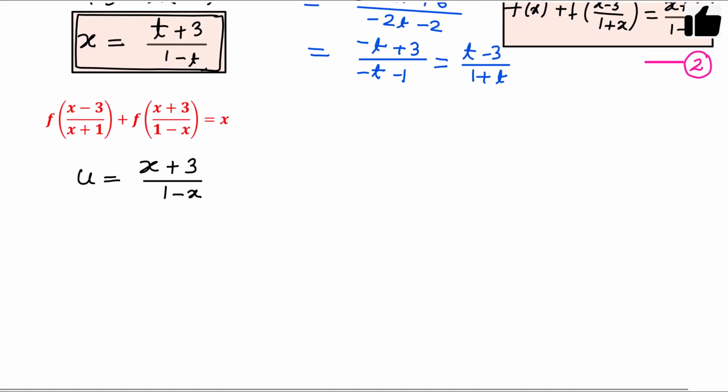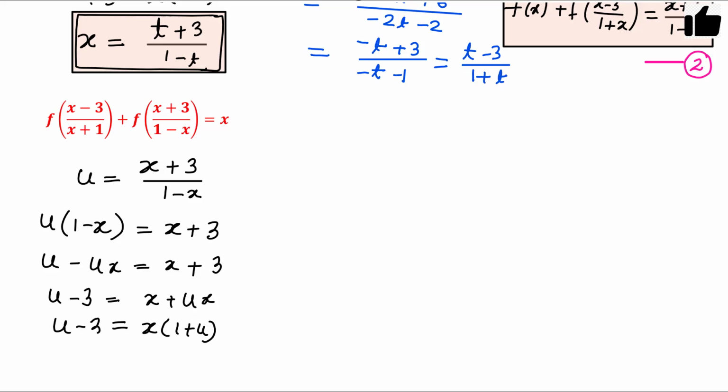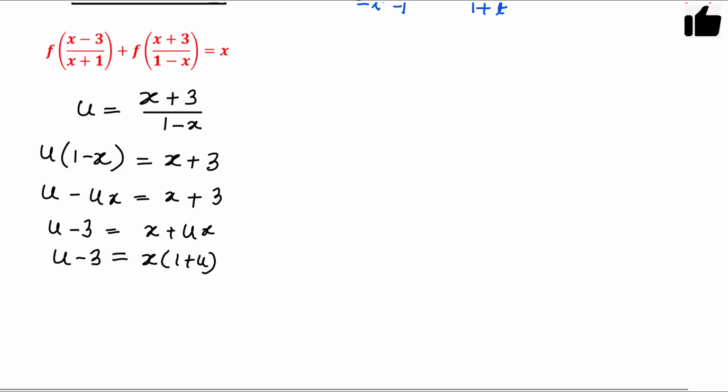So what is my next step? Write x in terms of u. So you have to multiply cross. So u times (1 minus x) equals x plus 3. So this will be u minus ux equals x plus 3. And take the constant term to the left hand side and x term to the right hand side, and you can take x common. So this is 1 plus u, and this side simply u minus 3. So from here you can say x equals (u minus 3)/(1 plus u).